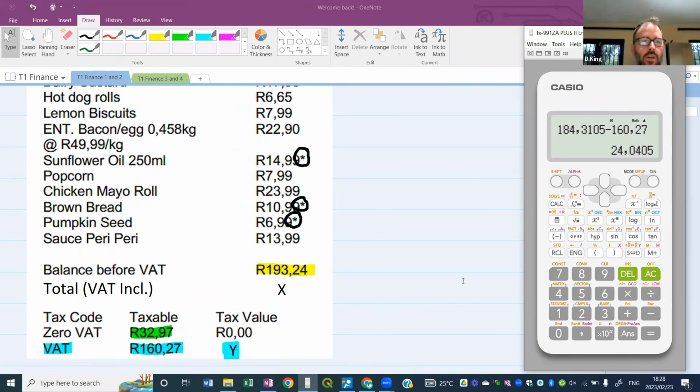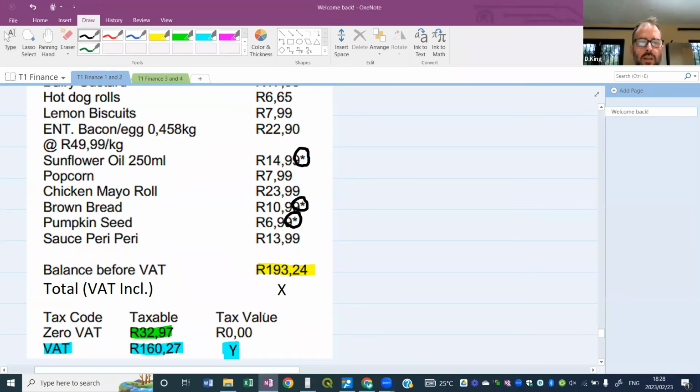Okay, so we could actually write here, and what the shops often do is they write down here on your invoice, underneath the tax value, they actually tell you how much tax you paid. So let's write over here, 24 Rand and 4 cents. Okay. 24.04.